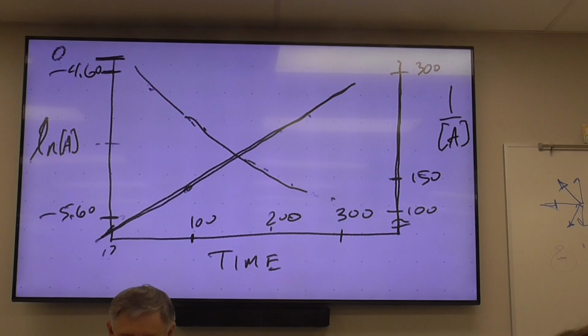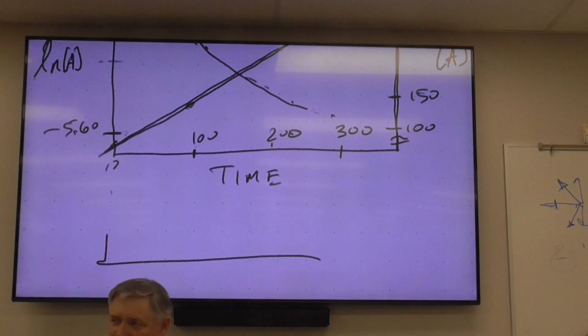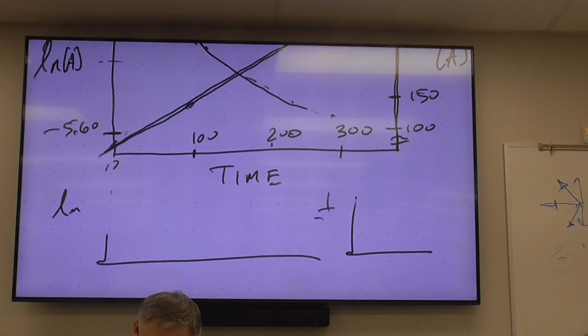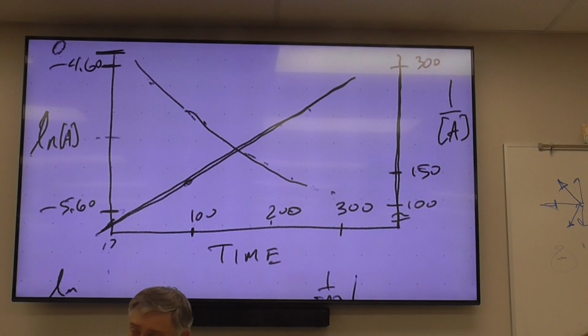If that's going to make your head hurt, then draw them as completely separate graphs. Draw one where you have the natural log, and draw a completely separate graph where you do 1 over A. I don't care, okay? It makes no difference to me. Put them both on the same one, put them on separate ones, I don't care. Doesn't make me any difference.